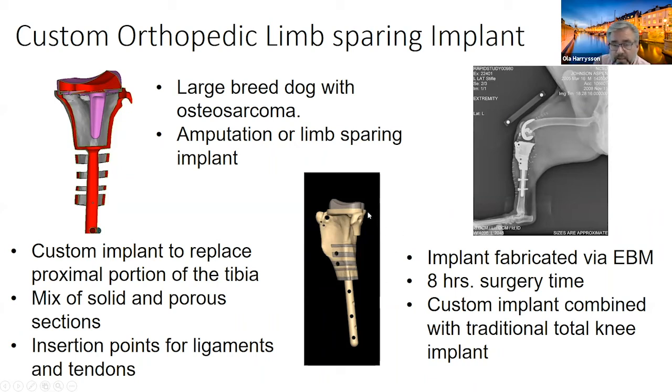And then it was finished here in our facility. The surgery was about 8 hours, so it was a kind of a complicated surgery. But with this, we showed that we can have a custom implant that is combined with the traditional knee implants to get a fully functional limb.